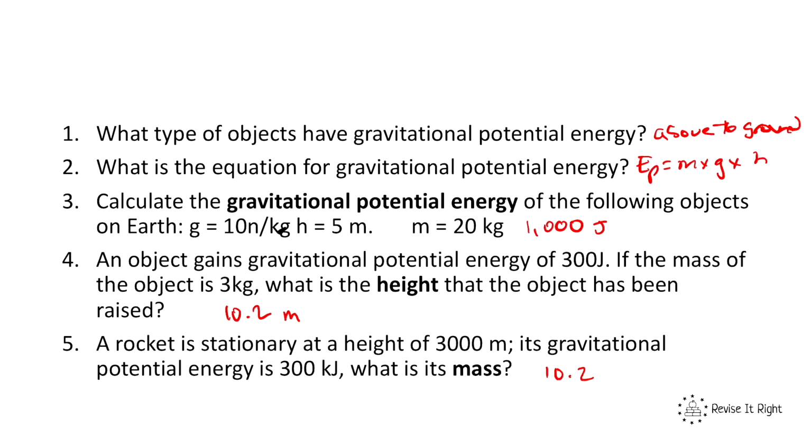Calculate the gravitational potential energy of the following objects. So we have a gravitational field strength of 10, a height of 5, and a mass of 20. And you should have got 1,000 joules for your answer there. Question 4, you should have got 10.2 meters. And question 5, you should have got 10.2 kilograms. Okay.